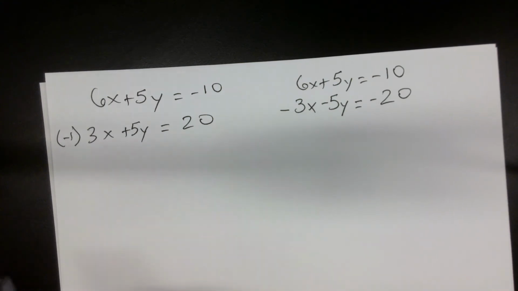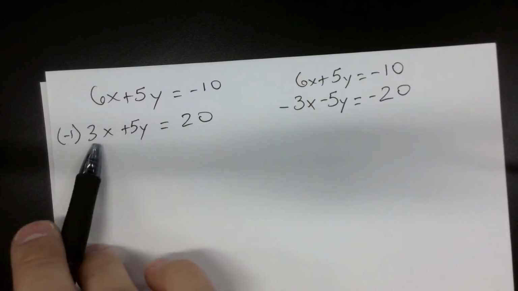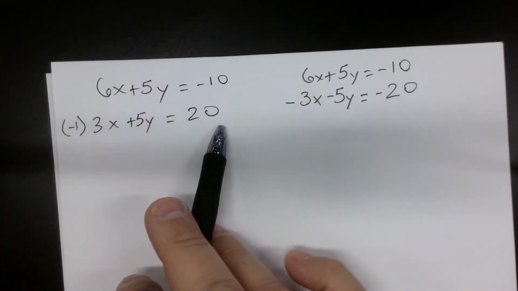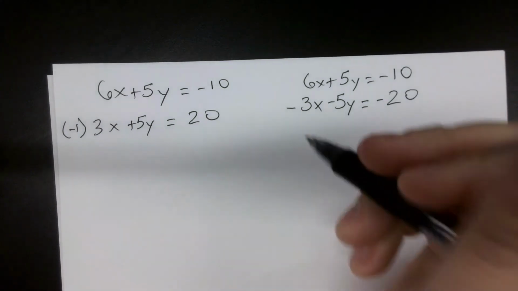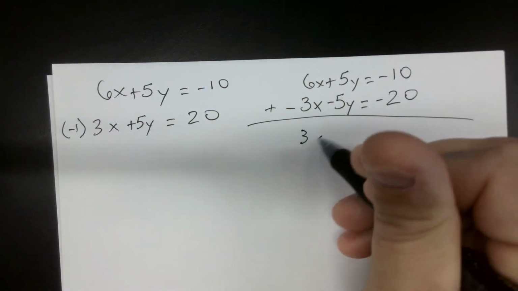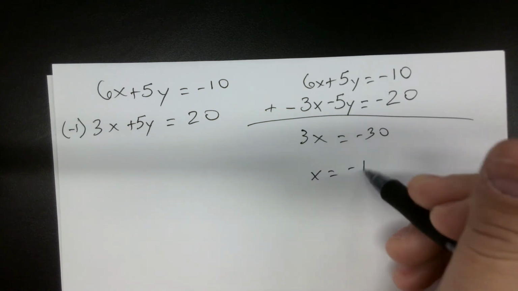But it's very important when you do this. A lot of people remember to do these two, but they forget about this. It has to be all three terms. Okay? Now they are opposites. Now we go back to what we did before, so we're going to add them together. We're going to get 3x equals negative 30, or x equals negative 10.